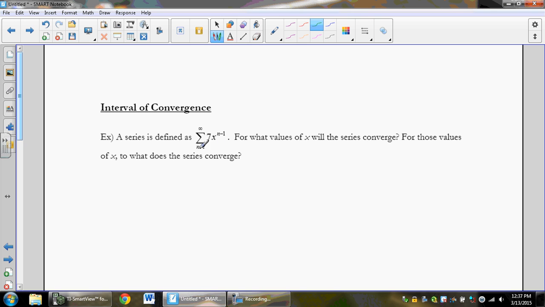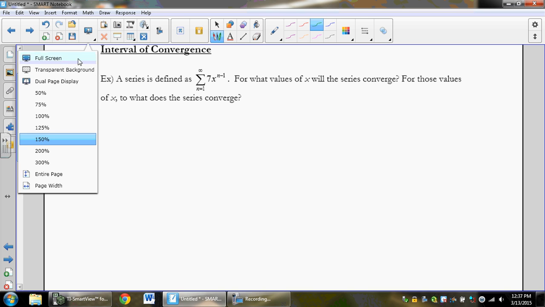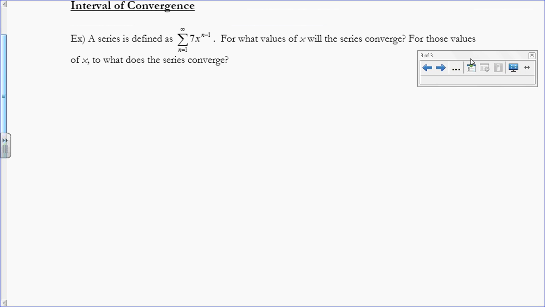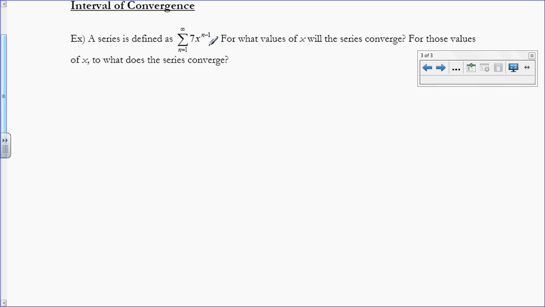A series is defined using an x. For what values of x will the series converge? And for those values of x, to what does the series converge? All right, ready? Here's the really cool part. Here's my series. When will it converge?